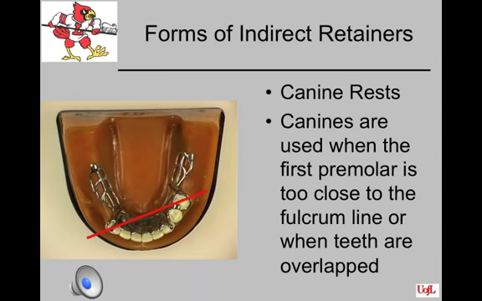When we draw our perpendicular to the fulcrum line, the tooth indicated for the indirect retainer is our lateral incisor, but we do not place them on laterals and centrals on the mandibular arch. So we move over to the canine to place our indirect retainer. Canines are used when the mesial rest of the first premolar is too close to the fulcrum line or when teeth are overlapped.